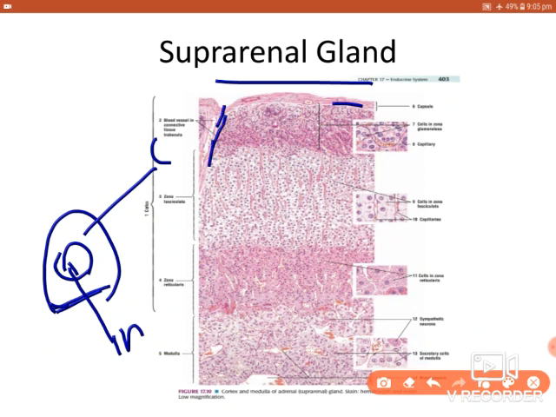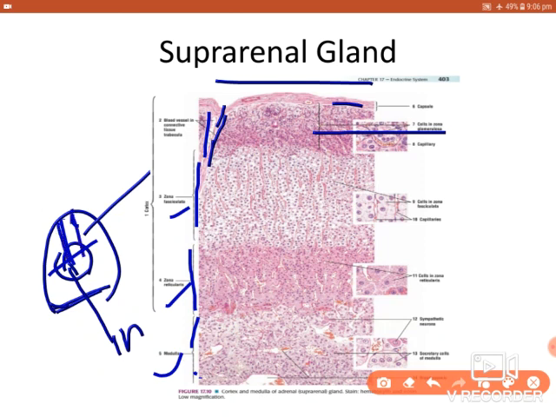So the cortex includes three zones. This is the zona glomerulosa. Here you can see this is the zona glomerulosa. Then this layer, that is the zona fasciculata. Then here you can see this is the zona reticularis. And this is the part of the medulla. Okay. This is one part, the section taken from here to here. So you can see there is an outer cortex and inner medulla. The cortex consists of three zones. The zona fasciculata is the large one.